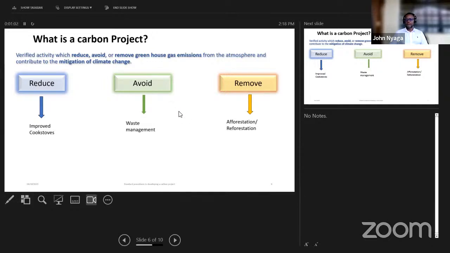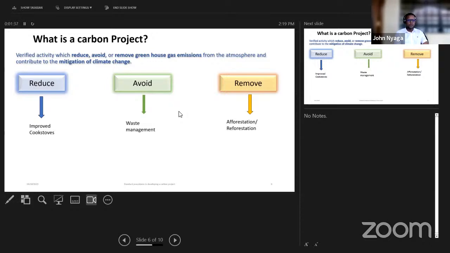Number two, you can have avoidance. Avoidance is in a case where, for example, you have a waste management company where you ensure that the waste is managed better, and therefore the waste does not go to the dump site, and there is no emission of greenhouse gases. In so doing, you've avoided what would have been emitted from these wastes, and therefore you are doing what we call avoidance. Thirdly and lastly is the removal.